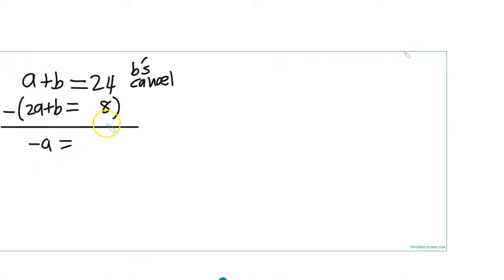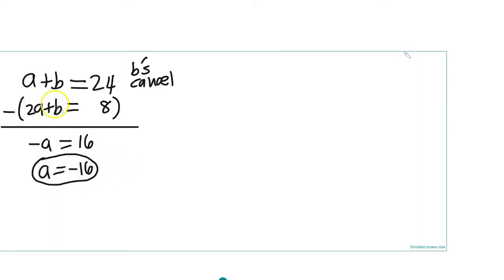And then we need 24 minus 8, which is what? 16. So a is equal to 16. Or sorry, negative a is equal to 16. But then a should be a negative number, right? Right. So a should be negative 16. Now that's good, because we expected a to be a negative number.